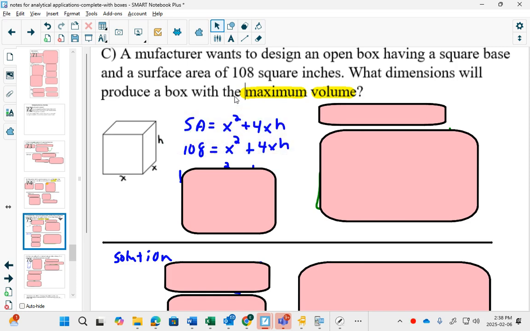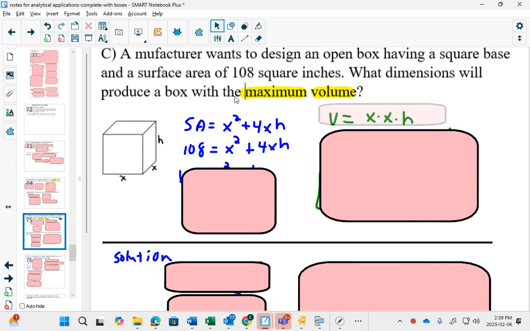How do you figure out surface area? Surface area is adding up all the sides. The bottom would be x squared. The four sides are all x times h. There's an open top, so it wouldn't have a surface area on the top. Does that make sense? So your surface area is going to be x squared plus 4xh.